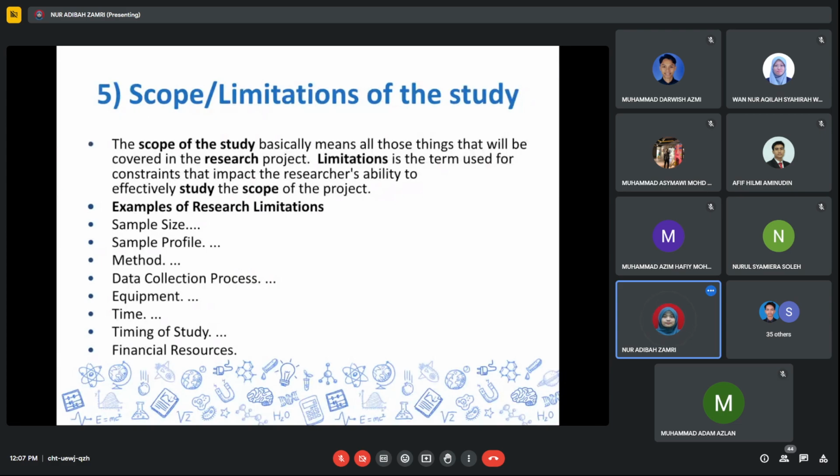And then okay, this is scope or limitation. The scope of the study basically means all those things that will be covered in the research project. Limitation is the term used for constraints that impact the researcher's ability to effectively study the scope of the project. So these are all the examples of research limitations. It can be sample size, sample profile, method, data collection process, equipment, time, and so on. All right.